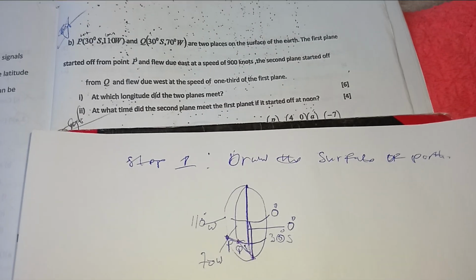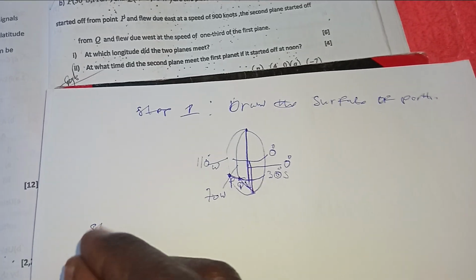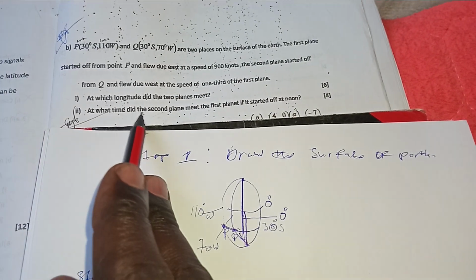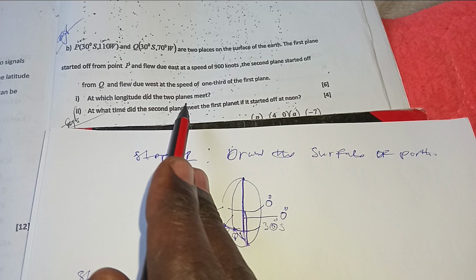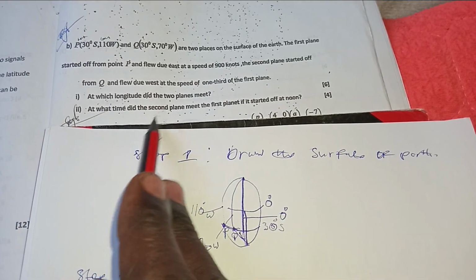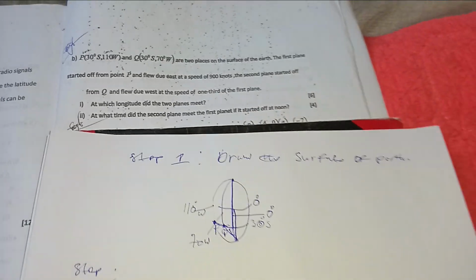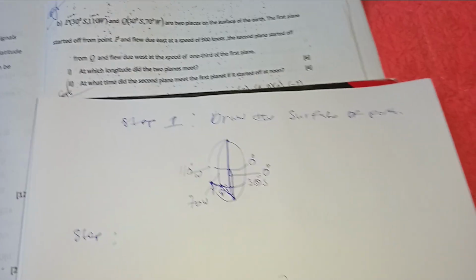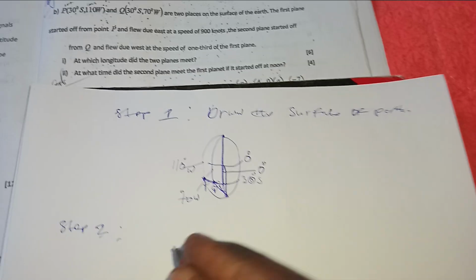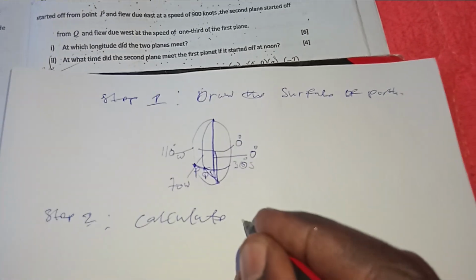So the second step, step 2. After drawing the Earth's surface, question 1: at which longitude did the two planes meet? Question 2: at what time did the second plane meet the first plane if they started off at noon, meaning at 12 hours? So step 2 is calculating the speed.